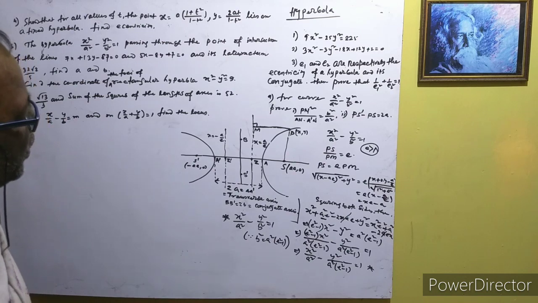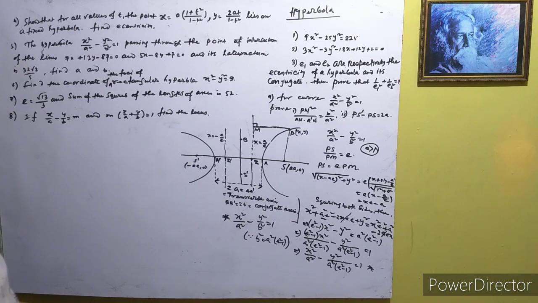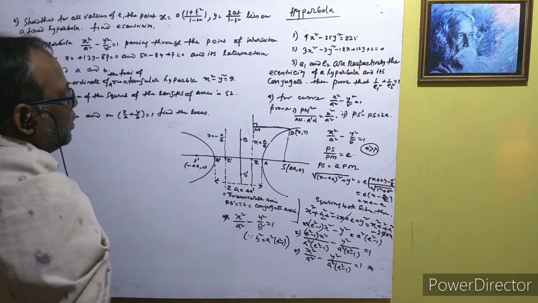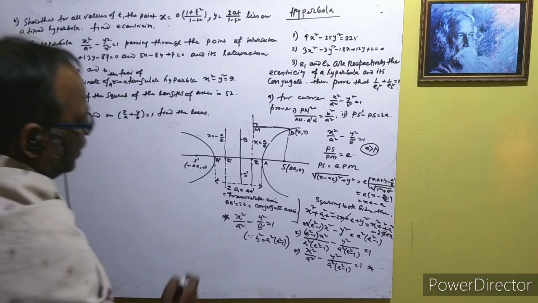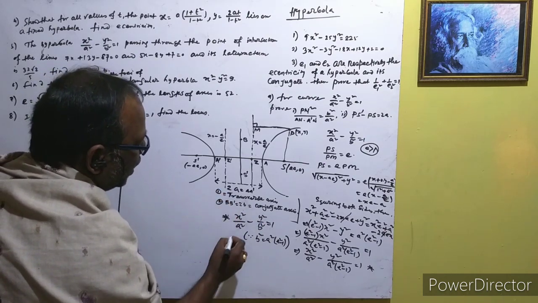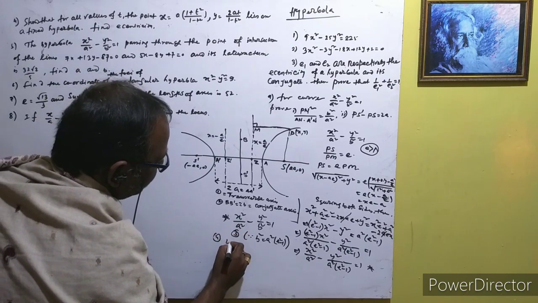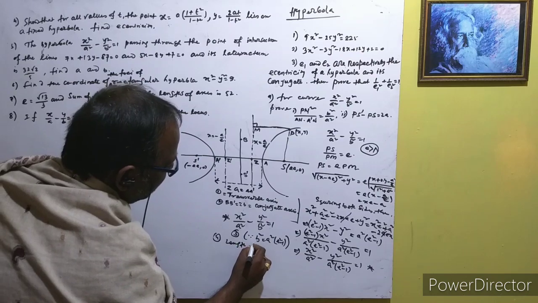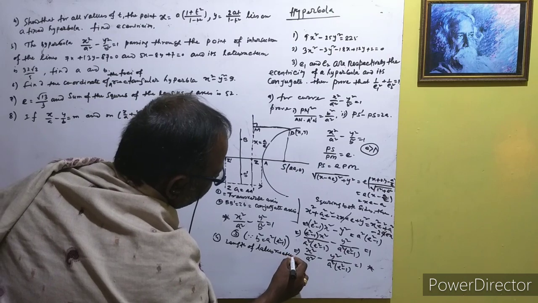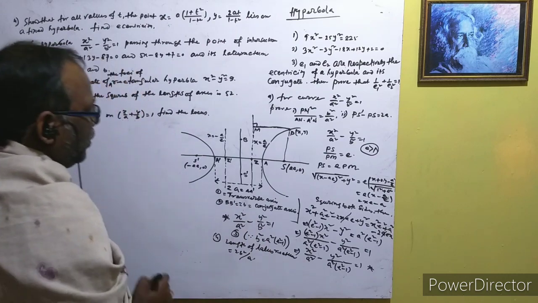Some other points: the transverse axis here is twice a and the conjugate axis is twice b. And the foci are a comma 0 and minus a comma 0, okay. So this is point 1, this is point 2, and this is point 3. And for point 4, the length of latus rectum is equal to 2b square by a, okay.